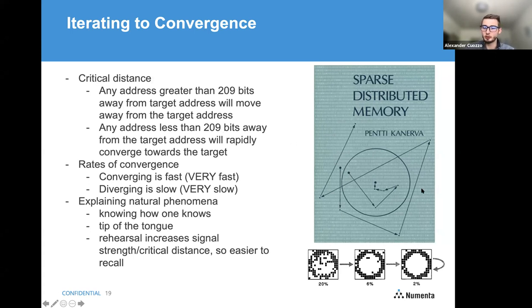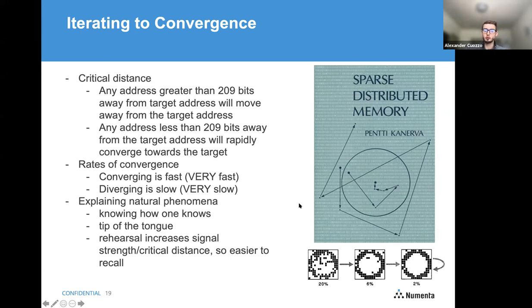And if you're within the critical distance circle, then with each iteration you will get closer and closer to the target, right? So if you start out with something with a lot of noise, maybe like a zero here, one iteration will get you down to about 6% noise, and then another iteration will get you down to 2% noise. And then once you get to the center, you will just continue to loop back to the center. And that's how you know you've converged, just because you're getting the same thing over and over again.